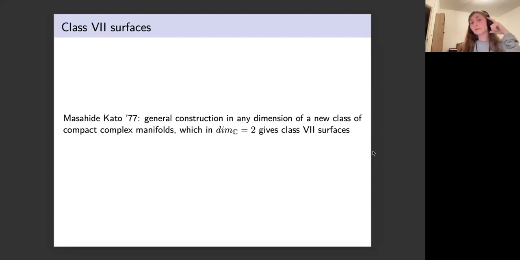Okay, so around that same time, Kato, in 77 precisely, gave a general construction of a class of complex manifolds in any dimension, which in dimension 2 gave many examples of class VII surfaces, and in particular covered all the surfaces constructed by Inoue.